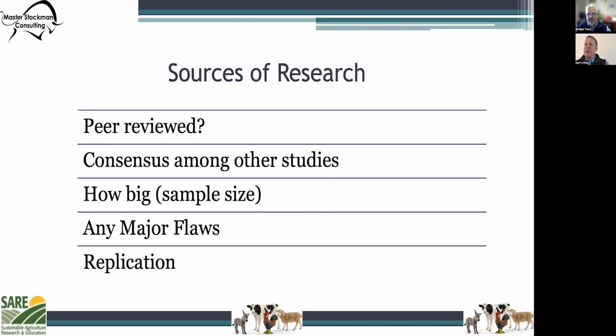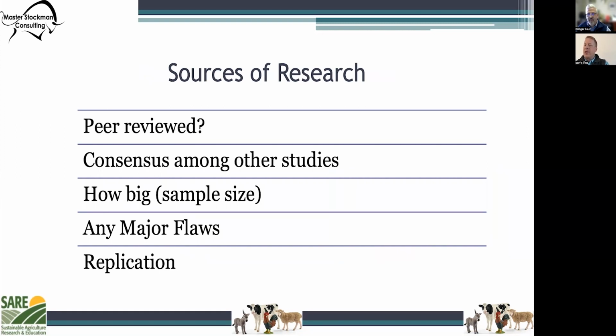Sources of research. In this age of technology, access to good research is pretty easy, but there are also questionable sources of research out there. In order to determine if a source is reliable or not, take a look at a couple of details. Is this research project peer-reviewed?